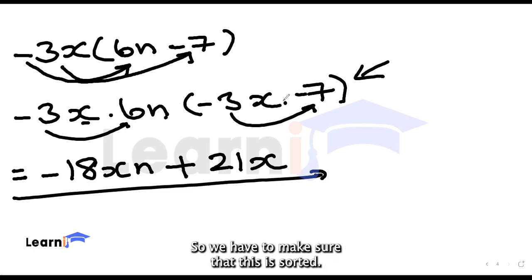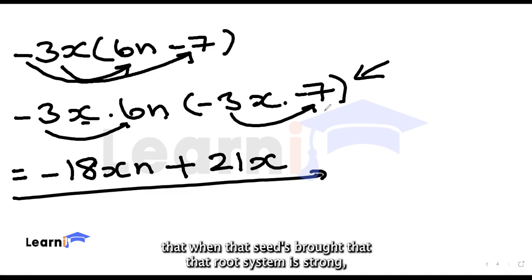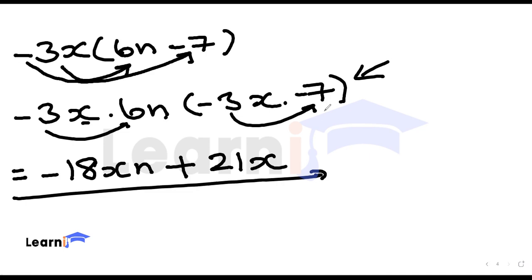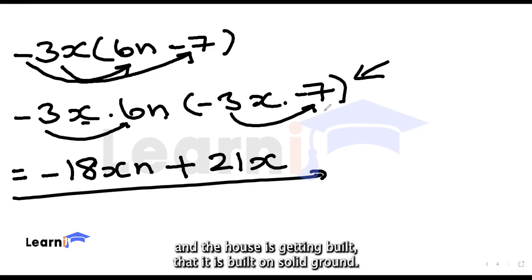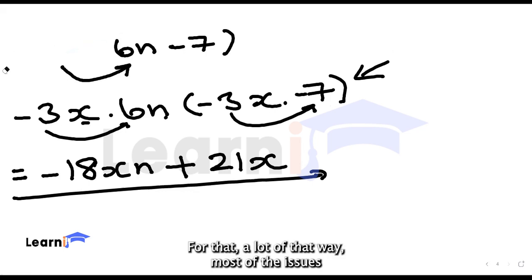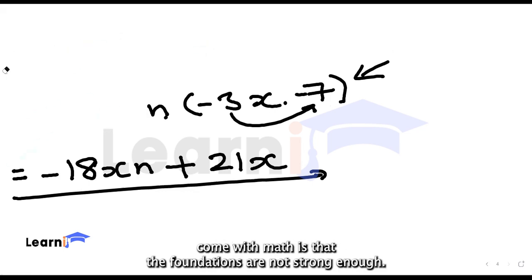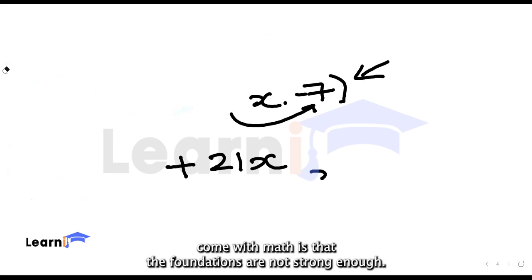So we have to make sure that this is sorted. Otherwise, remember, grade 10 is the foundation here. We are building a foundation for our house. We are planting a seed, and we have to make sure that when that seed sprouts, that root system is strong, so that when we go into grade 11 and 12, and the plant is growing and the house is getting built, that it is built on solid ground. Okay, because that's where most of the issues come with math, is that foundations are not strong enough.